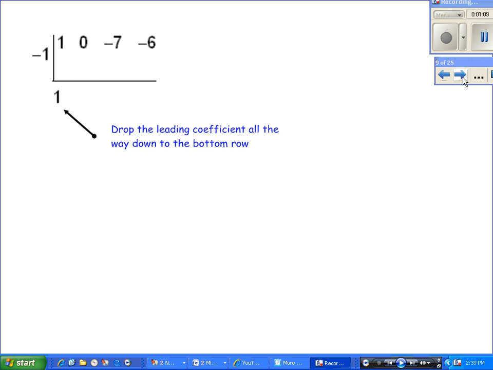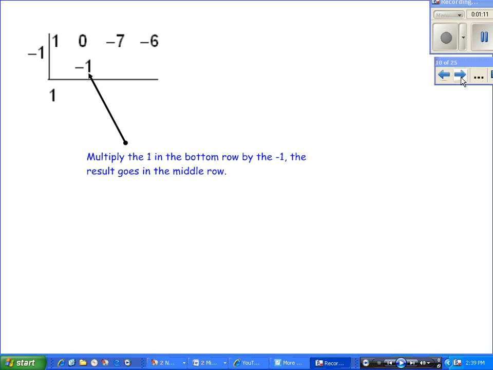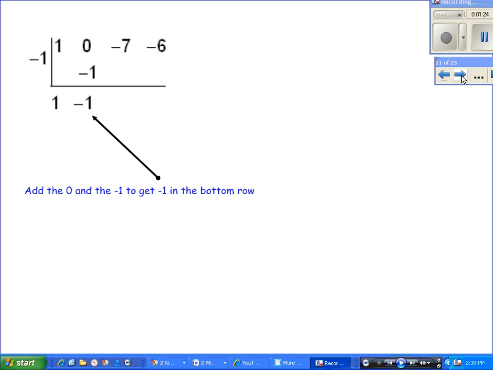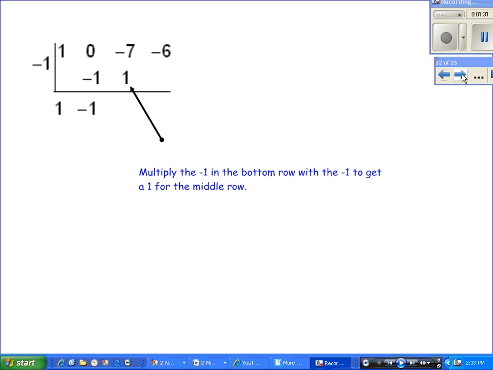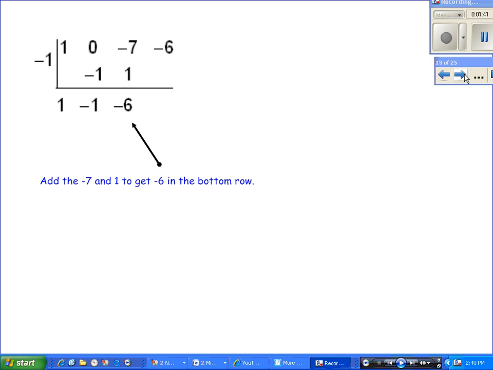There's the 1 there. Then I'm going to take the 1 that we dropped down, multiply it by the negative 1, and that result, 1 times negative 1 is negative 1, is going to go in the middle row. Then I'm going to add. So the second column, the 0 and the negative 1, will be added to get negative 1. Now taking that result, negative 1 times the negative 1 gives me my next entry, the positive 1, that goes in the middle row.